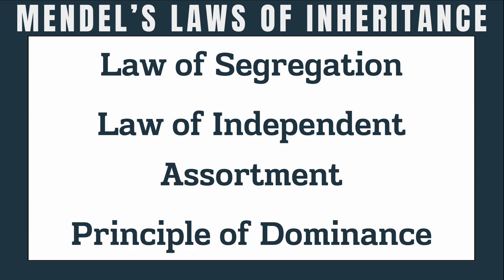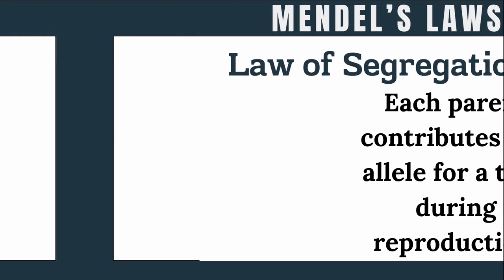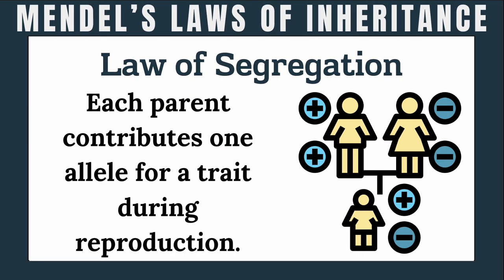We also have the principle of dominance. So, like we talked about in our last lesson, our dominant trait is always going to show up if it is present. So we're going to talk about each one of these laws of inheritance. So, the law of segregation. Each parent contributes one allele for a trait during reproduction.